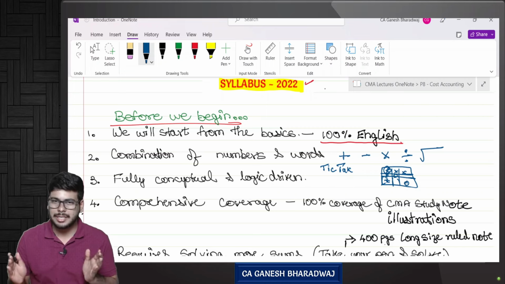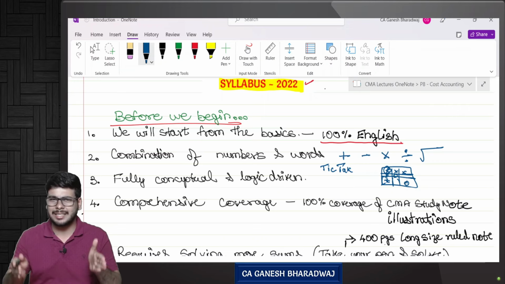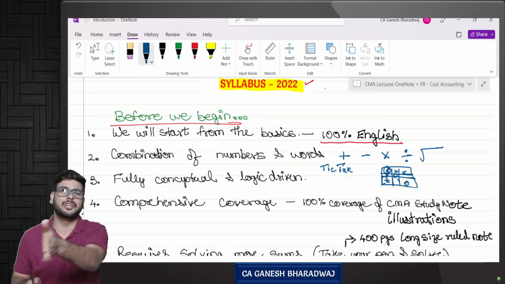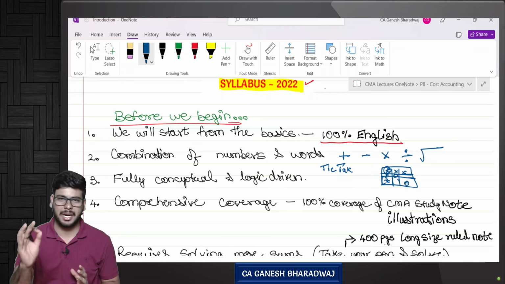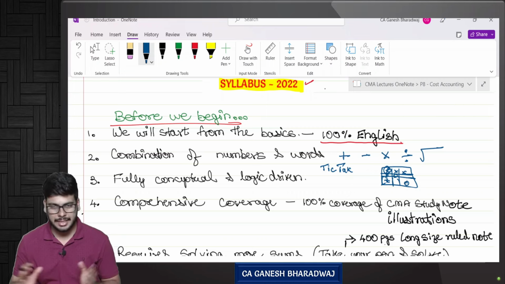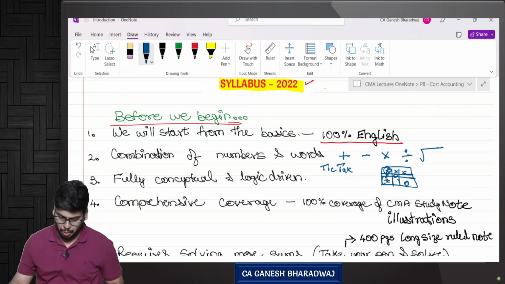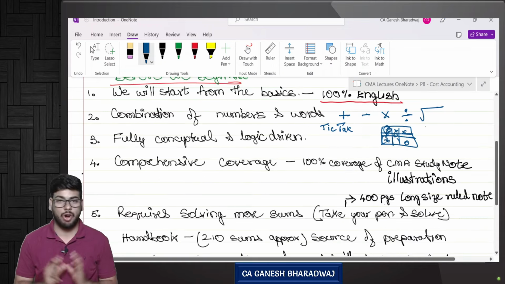So to put it in simple words, there are no structured formulas, and there is nothing you need to mug up and do. If you understand things conceptually and approach the subject with a very practical mind, it is going to be very, very simple at the end of the day. Clear with this? Yes. Now, the fourth point here is we are going to cover the subject comprehensively.